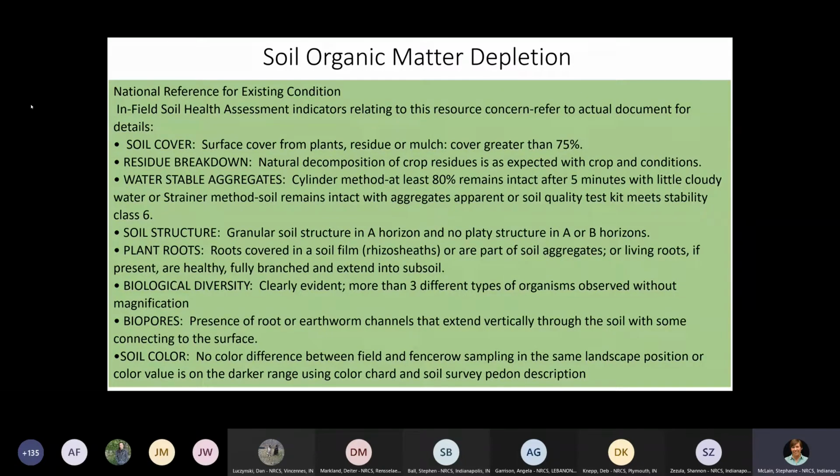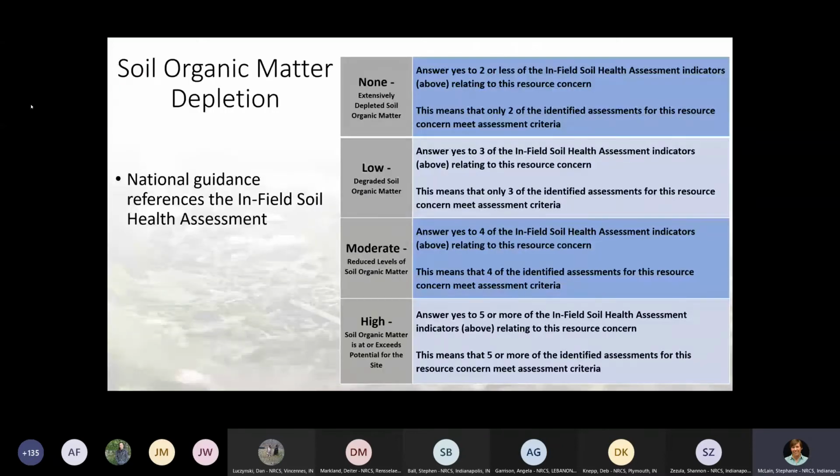And so it lists the infield soil health assessments that can be done for organic matter depletion, but it's not quite that simple when the time comes to do these infield assessments, because CART has said that if you go out and you do the assessments, if you answer yes to 2 or less of the infield soil health assessments, then your field is considered none. If you answer yes to 3 of the infield soil health indicators or assessments, then you're a low. And moderate, you're answering yes to 4, and high, you're answering yes to 5.